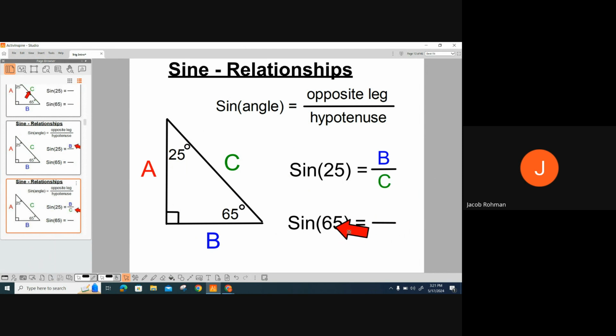Then if I was taking the vantage point or the reference of 65 degrees here, then the opposite leg would be A, and the hypotenuse would be C. So the opposite leg goes on top, and then the hypotenuse, C, goes at the bottom.